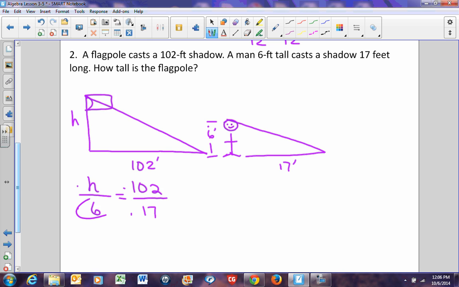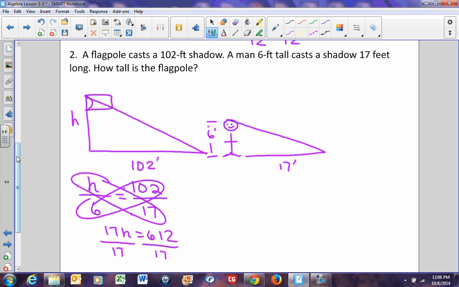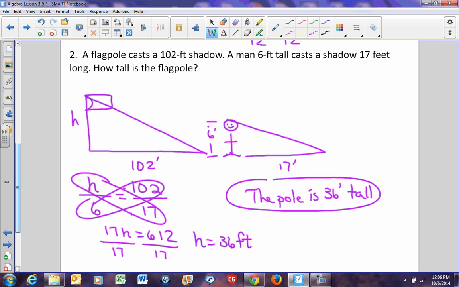So now when we cross multiply, 17h equals 102 times 6, which is 612. Divide by 17, and h equals 36 feet. So the flagpole is 36 feet tall. There we go.